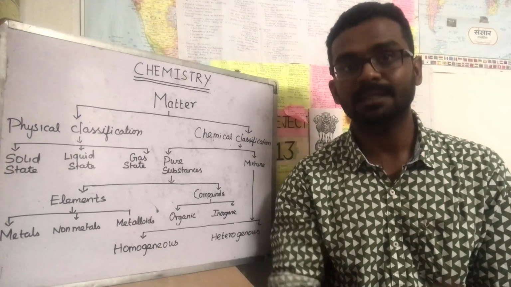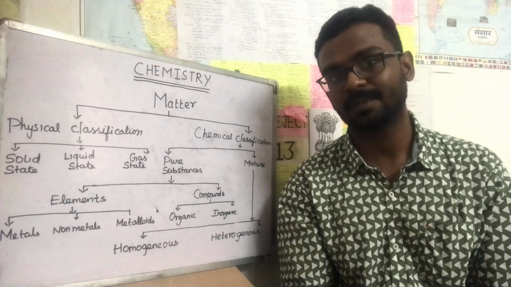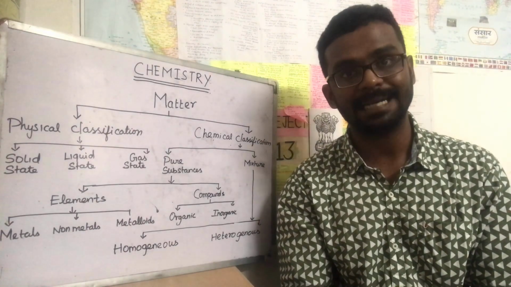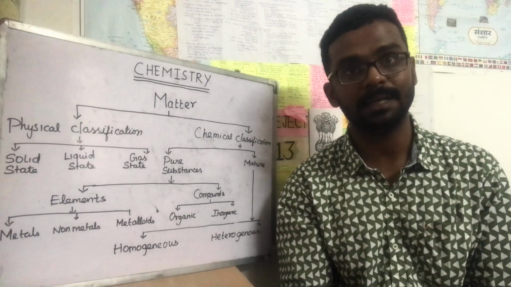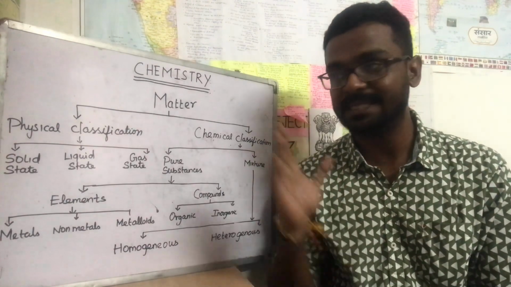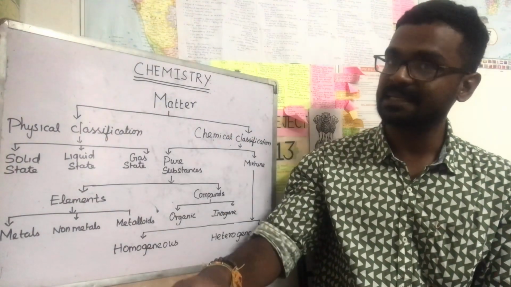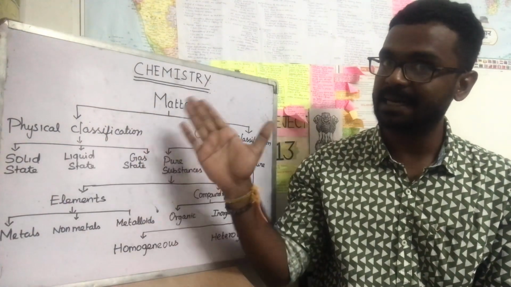It is composed of small particles called atoms. So it's clear that matter is composed of small particles called atoms. It is classified into two types: physical classification and chemical classification. Physical classification has three types: solid state, liquid state and gas state.